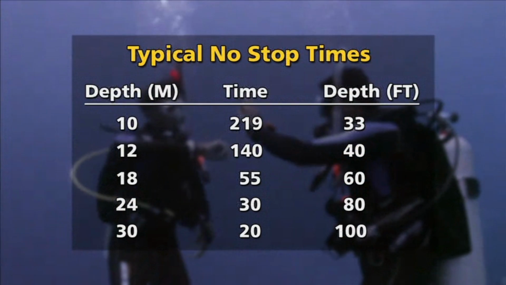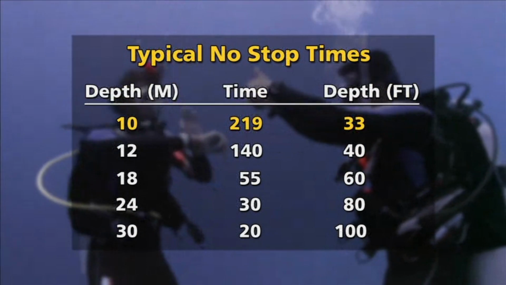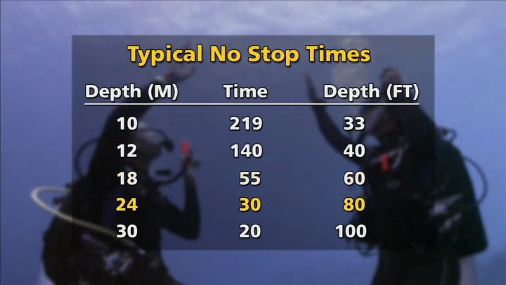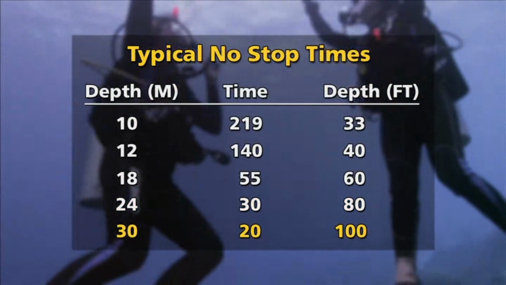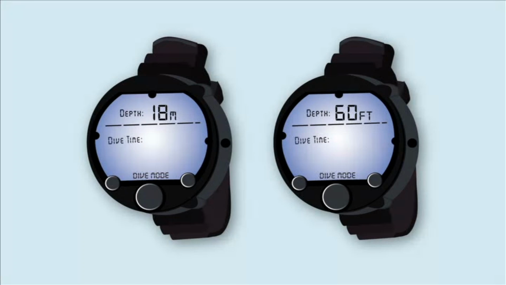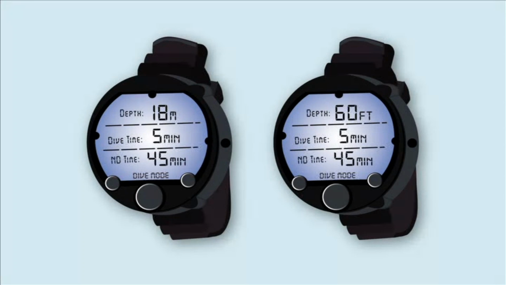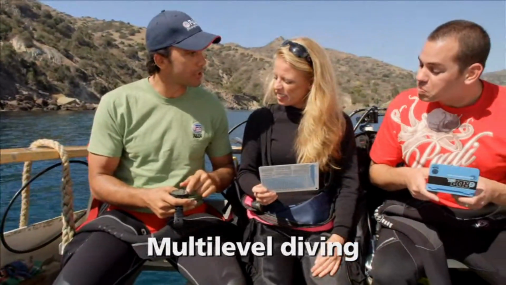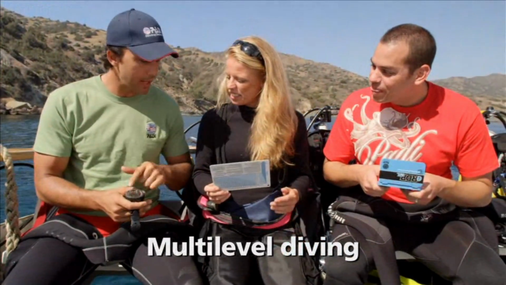The deeper you dive, the faster you absorb nitrogen. So as you can see, the no-stop limits get significantly shorter as depth increases. Times differ slightly with different models, but these are typical. During the dive, your computer updates your no-stop time based on the time you spend at each depth. Your remaining time will be shortest at your deepest point, but it increases as you ascend because nitrogen absorption slows. Diving so you get more time by ascending to a shallower depth is called multi-level diving. This is one of the big advantages of dive computers.